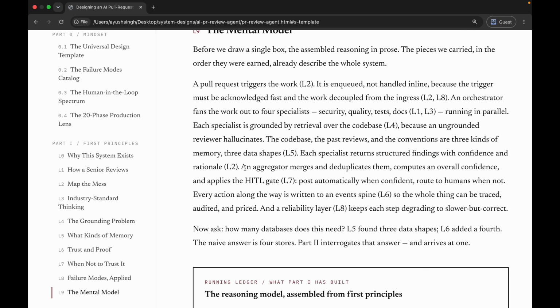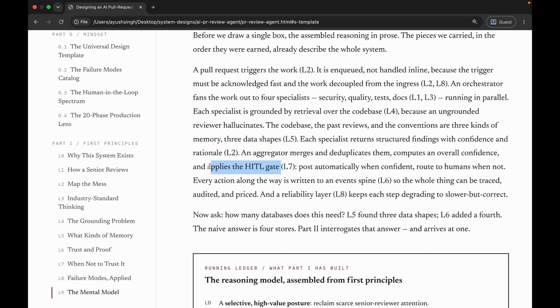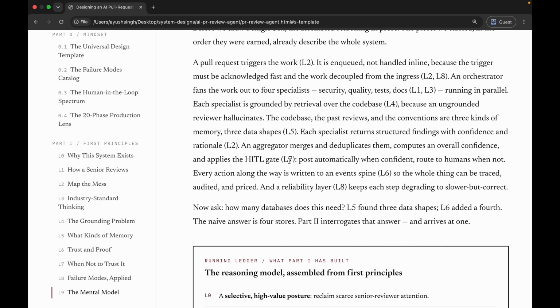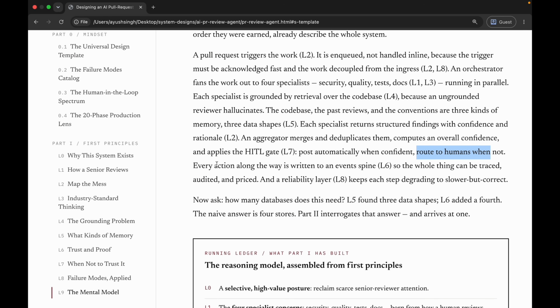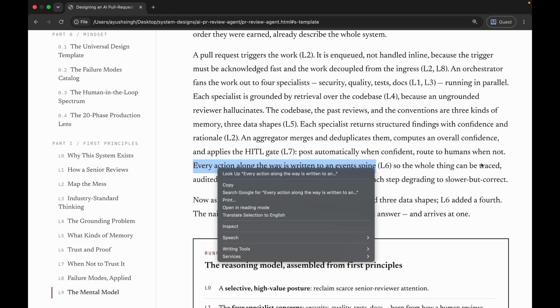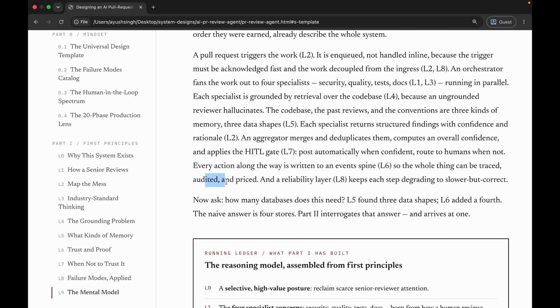Then the aggregator merges them, deduplicates them, and computes an overall confidence. Then it applies whether it needs a human or not. Then it posts automatically when confident, and routes to a human when not. Then every action along the way is written to an event spine so that we can trace everything. The whole thing can be traced, audited, and priced. And then we have a reliability layer which keeps it degrading to a slower but correct path.